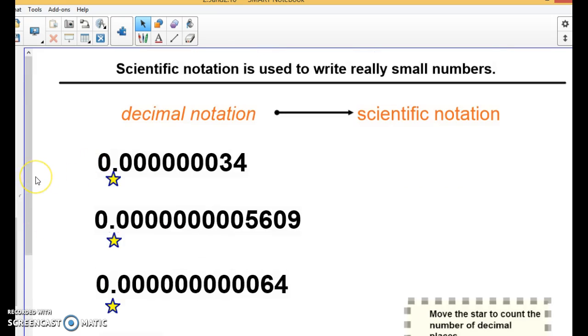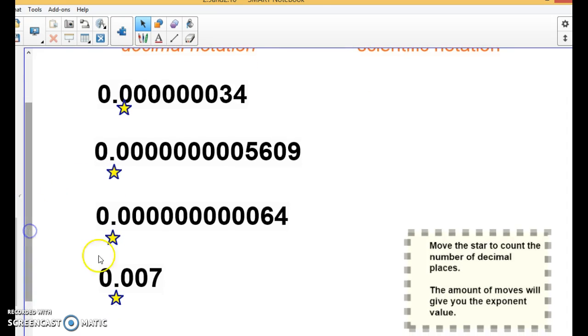So instead of saying 0.000000034, I could say, well, there's my decimal, it has to go between 3 and 4. I could say 3.4 times 10 to the negative, because now I'm moving the decimal to the left, 1, 2, 3, 4, 5, 6, 7, 8. So I could say 3.4 times 10 to the negative 8 instead.